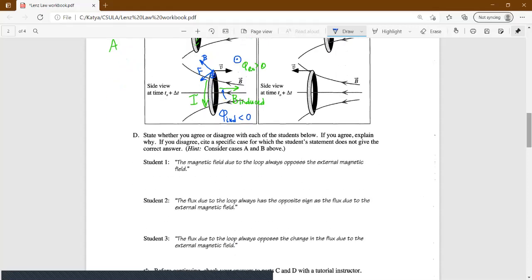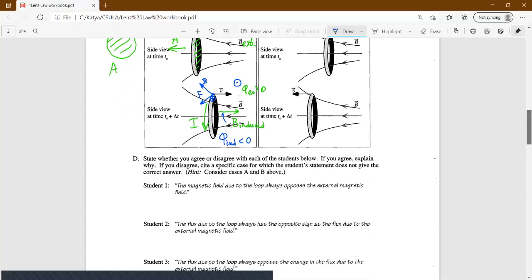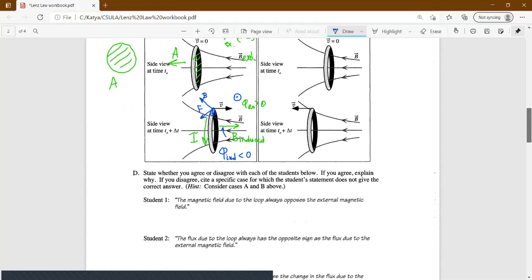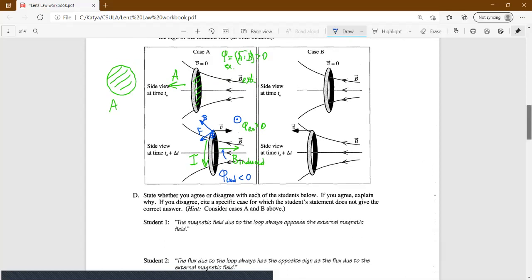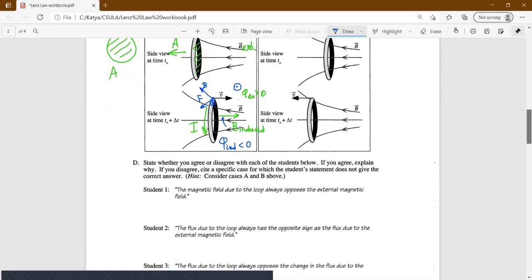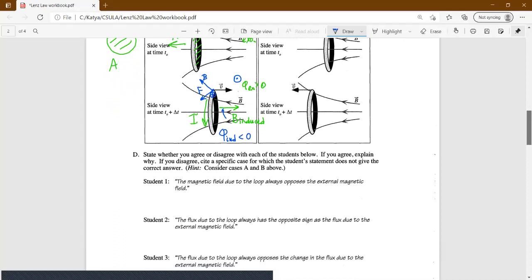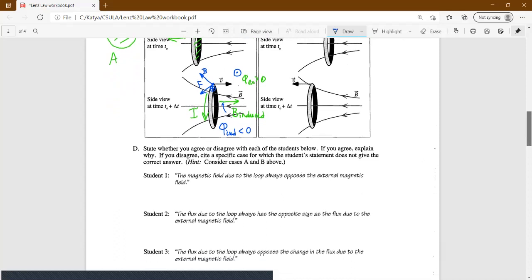The flux due to the loop always has the opposite sign as the flux due to the external magnetic field. Well, again, you do need to do case B to show that student 2 is wrong. So far, yes, the flux of the magnetic field and the flux induced are in opposite directions, right? Like one is positive, one is negative. But if you do case B, you're going to see that it's not necessarily going to be like this.